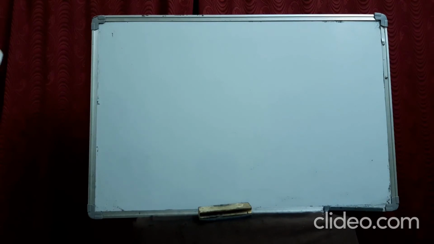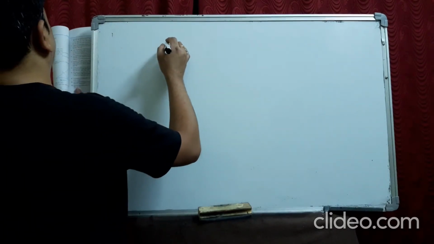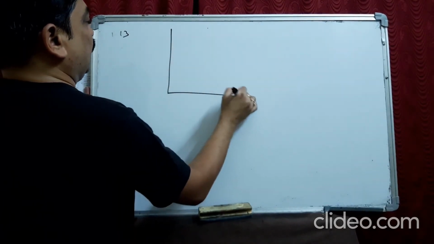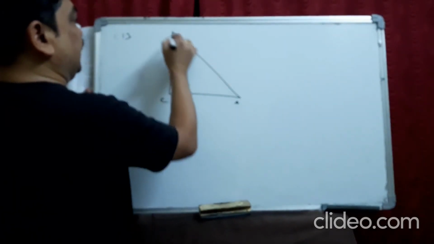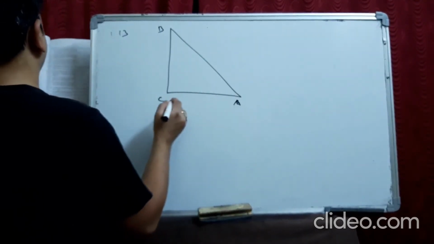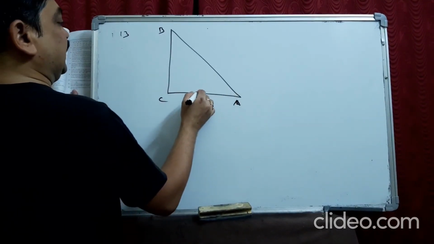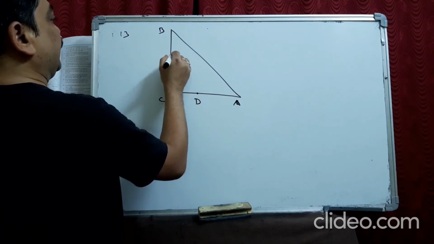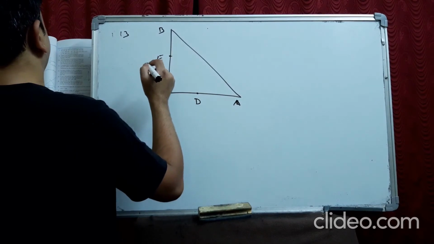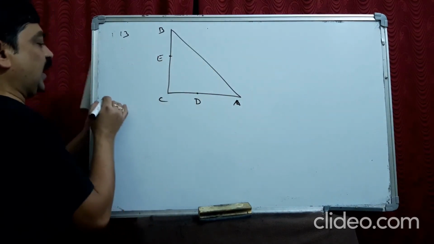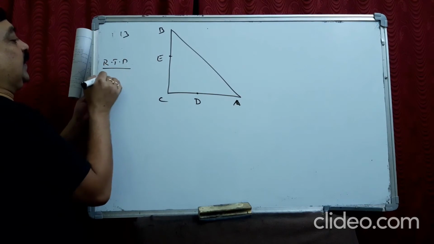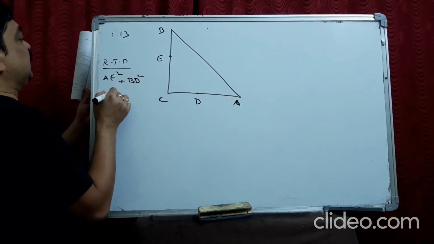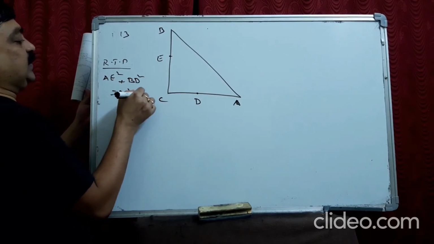Now see the 13th question. In a right angle triangle ABC, right angle at C. D and E are points, D is here, not the midpoint, and E is here on CB. Prove that AE square plus BD square is equal to AB square plus DE square.